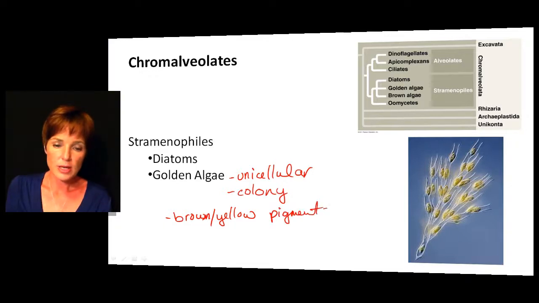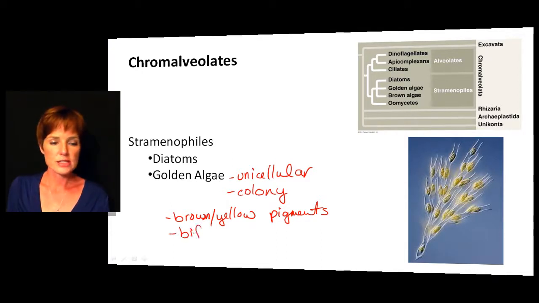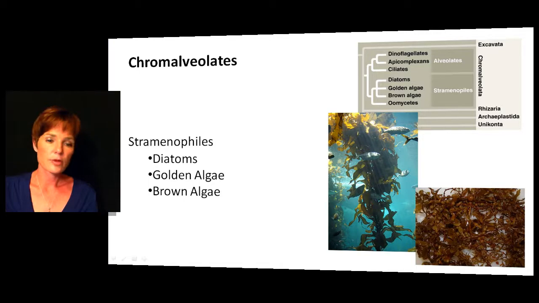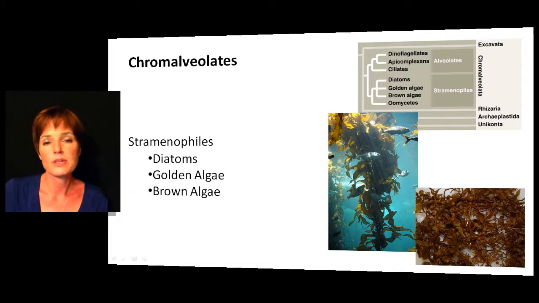These are going to be able to photosynthesize, and they are typically biflagellated, which we said is kind of a major characteristic of this group of straminopiles anyway. Okay, so those are our golden algae. The last of the chromalveolates that's considered an algae would be the brown algae.